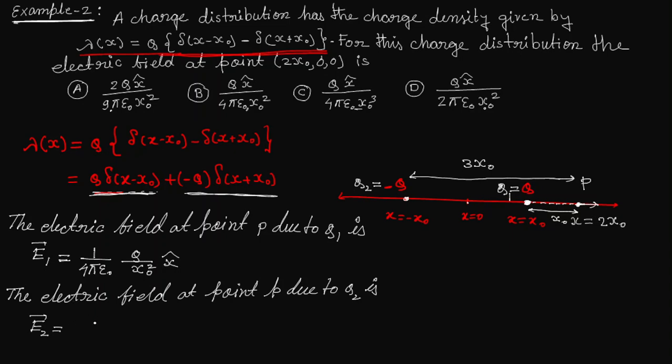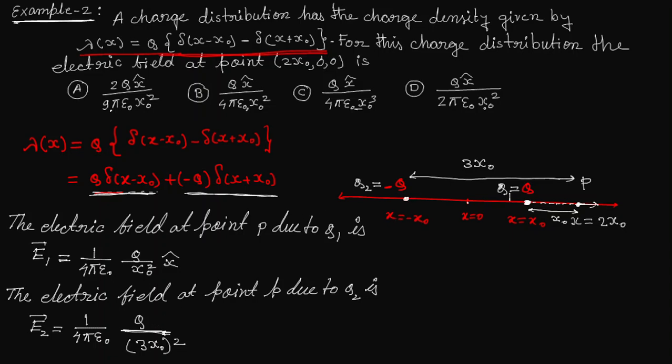3x naught. So then what will be the electric field? It will be 1 by 4 pi epsilon naught, charge is q. First I am writing this magnitude of q2, that is q, divided by 3x naught whole square. Now we have to write the direction.